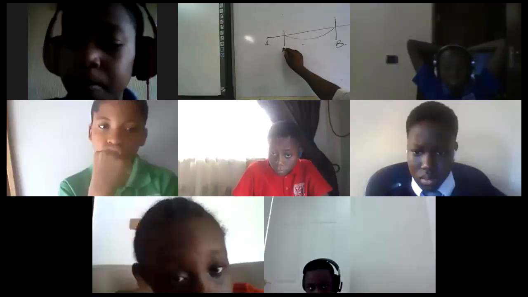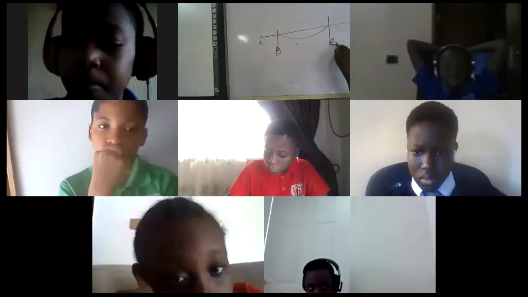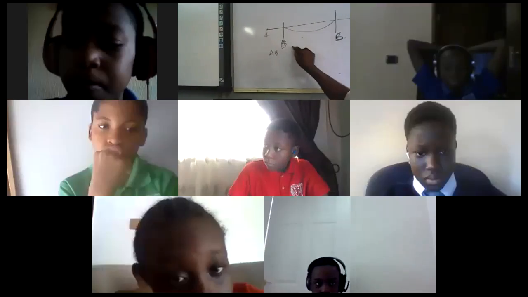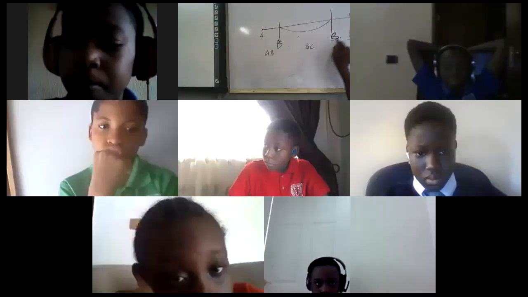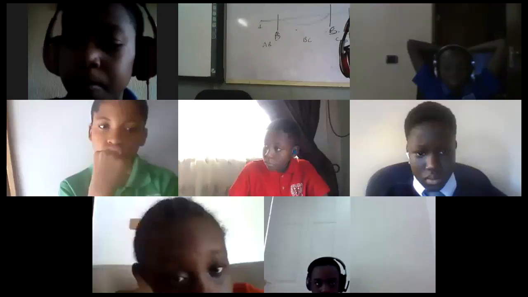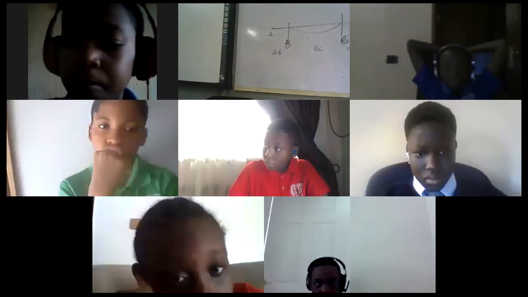If you look at the board very well, there is A here. I can call this one B, this one C, and another D. A to B is a line. B to C is also a line. C to D is also a line. Are we okay? Do you agree with me?